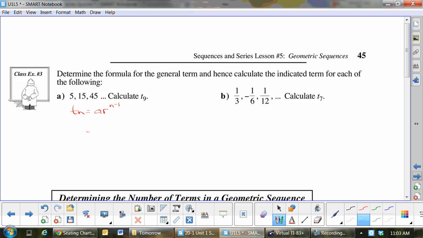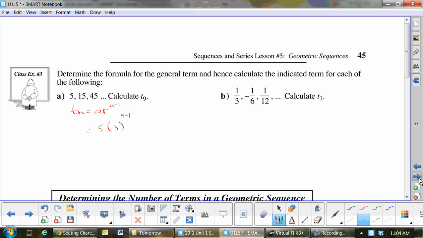Do I know A? 5. Do I know R? 3 to the 9 minus 1. Now that's the same thing as 8. But you know that if I put 8 there all the time, I just mess with people's heads. Some people are like, "What? Where'd you get the 8?" And I'm like, 9 minus 1. And they're like, "Oh, okay." So I just put 9 minus 1, and I'll always put that so I don't lose a few people. Because where did I get the 9 from? I'm looking for term 9, okay? So, get in your calculator.